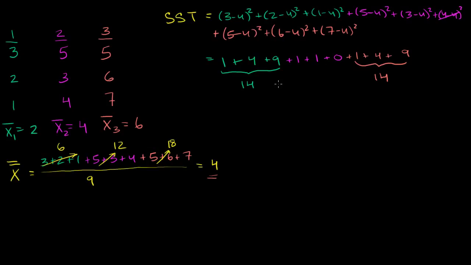And then we have 2 over here. So it's going to be 28. 14 times 2. 14 plus 14 is 28, plus 2 is 30. Is equal to 30. So our total sum of squares. And actually, if we wanted the variance here, we would divide this by the degrees of freedom.